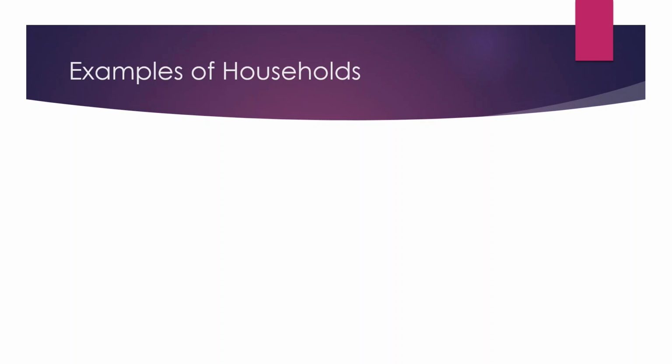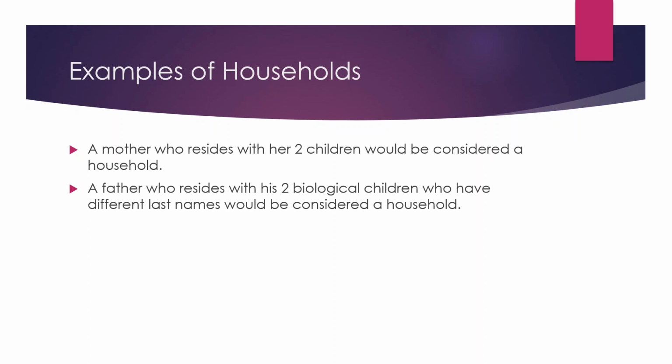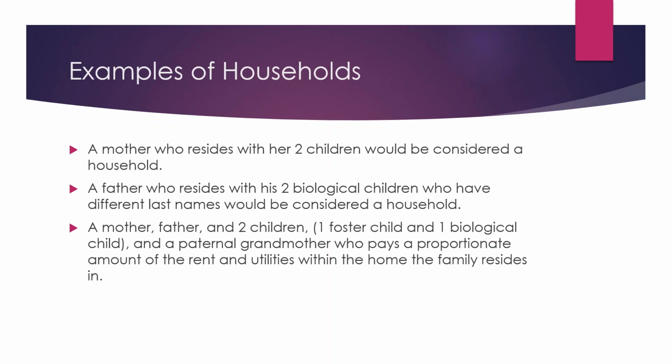So some examples of household might be a mother who resides with her 2 children. That would be considered a household. A father who resides with 2 biological children who have different last names. That would be considered a household. A mother, a father, and 2 children. One child is foster and one's a biological child, and a paternal grandmother who pays a proportionate amount of the rent and utilities with the home that the family resides in. That would be considered a household.